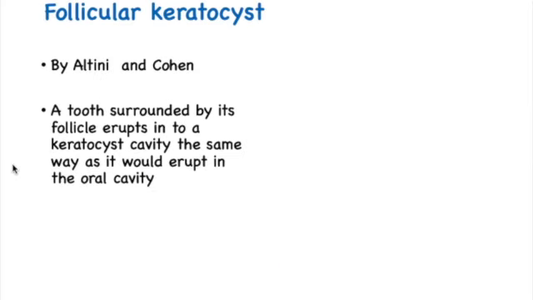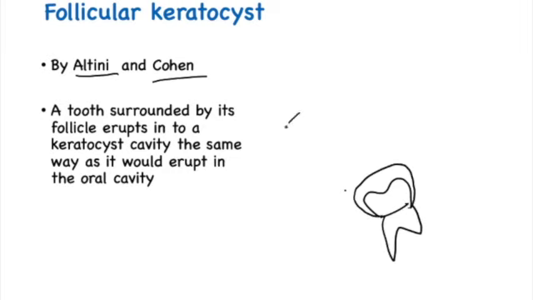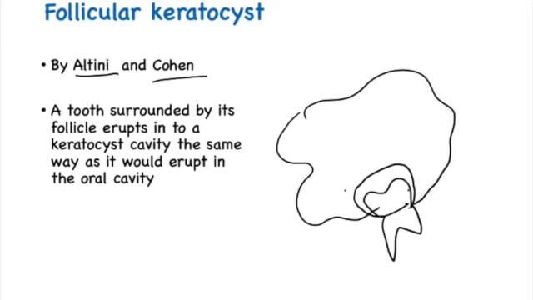Next we will be talking about a concept of cyst called follicular keratocyst, also known as Altini-Cohen cyst, where a tooth which is surrounded by its follicle will erupt into a pre-existing OKC. So here is an OKC into which this tooth has erupted, where you will see most of the lining as OKC lining, with uniform thickness and so on, and only near the area of the tooth you will see the follicular epithelium. So this kind of cyst is called the follicular keratocyst.